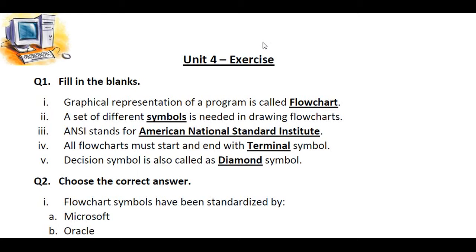Fourth, all flowcharts must start and end with terminal symbol. We already know that, we have studied the flowcharting symbols. So all flowcharts must start and end with terminal symbol. Fifth fill in the blank is decision symbol is also called as diamond symbol. It is also called diamond symbol. So the correct words are written in and they are underlined.